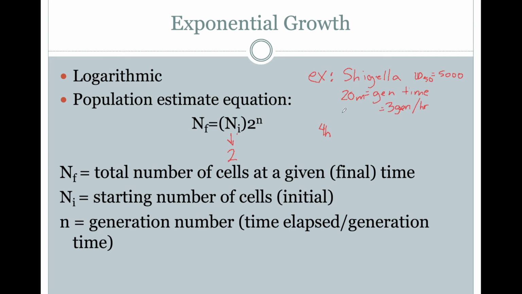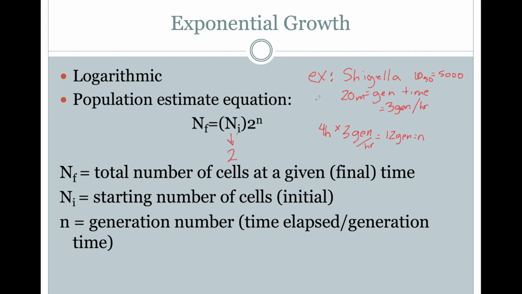Again, there are 2 different ways you can calculate this. We know that there are 3 generations of Shigella bacteria generated per hour, so we can just say 4 hours times 3 generations per hour makes 12 generations total, which is our N.